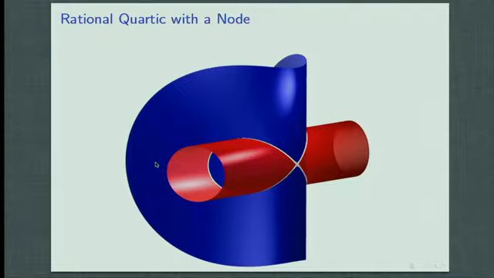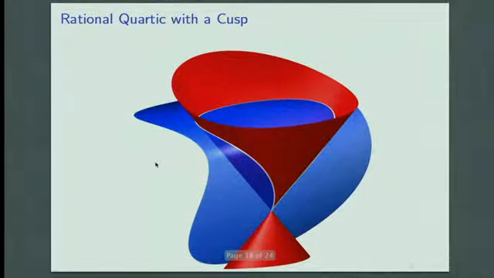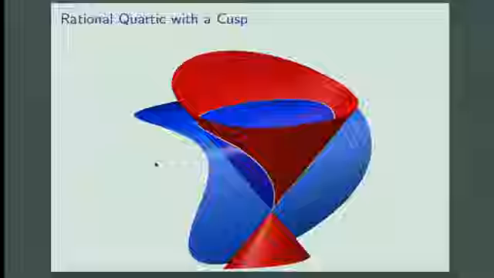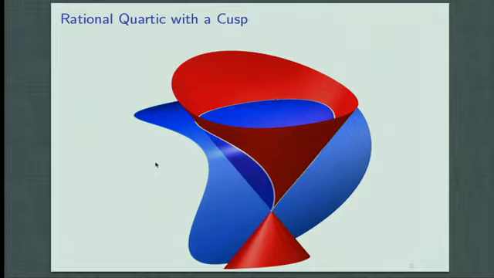The rational quartic with the cusp looks like this. Again, there are 2 singular quadrics, but now one of them has its cone point at the cusp. You can see the curve is in white. It comes up, goes down, and then this is the algebraic boundary of the convex hull.